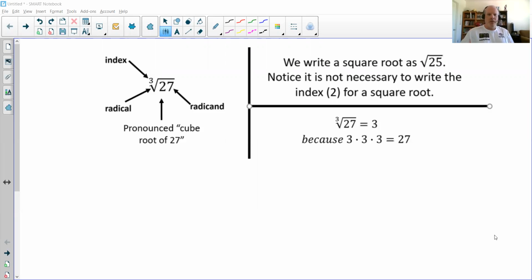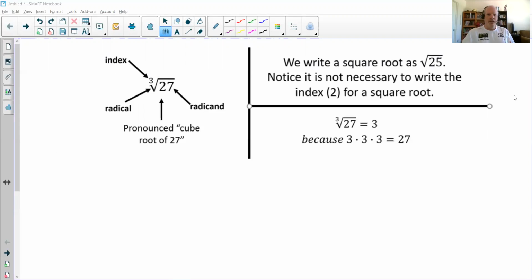So just some vocabulary first, and this should be a review from Course 3. A radical is just this symbol, which until now you probably called a square root symbol. It's called a radical. The number that is under the roof of the radical is called the radicand. And this little number 3 here is called the index. The index tells you what type of root you're taking. So in this case, we're taking a cube root because the index is a 3.